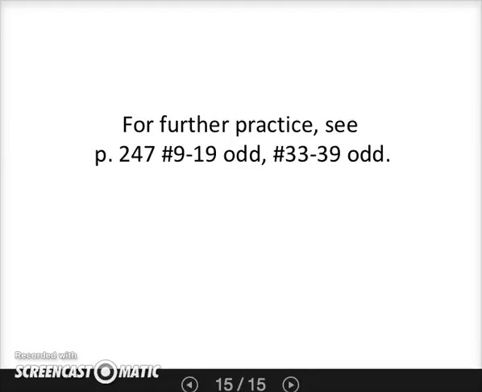For further practice with this, see page 247 of your text, numbers 9 to 19 odd and 33 to 39 odd.